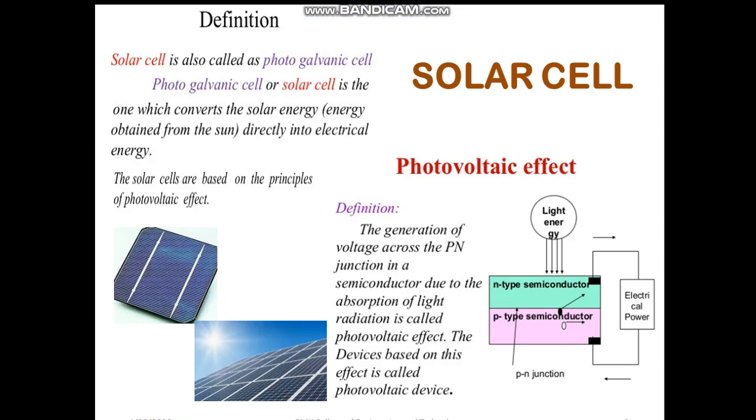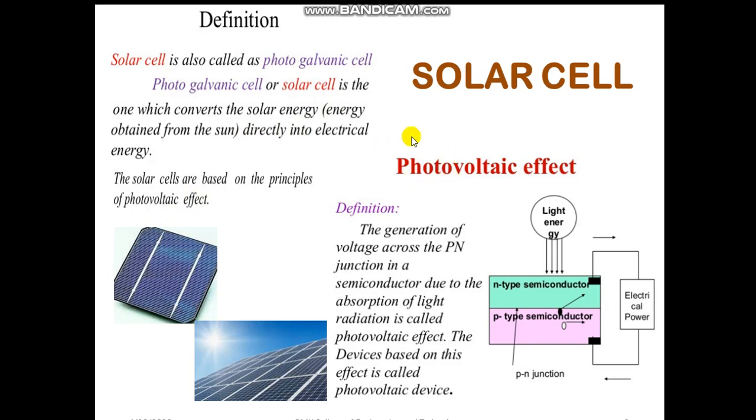The solar cell is also called a photogalvanic cell. What is a photogalvanic cell? This is a cell which converts the incoming solar energy into electrical energy. The energy is obtained from the sun. The principle is called the photovoltaic effect.